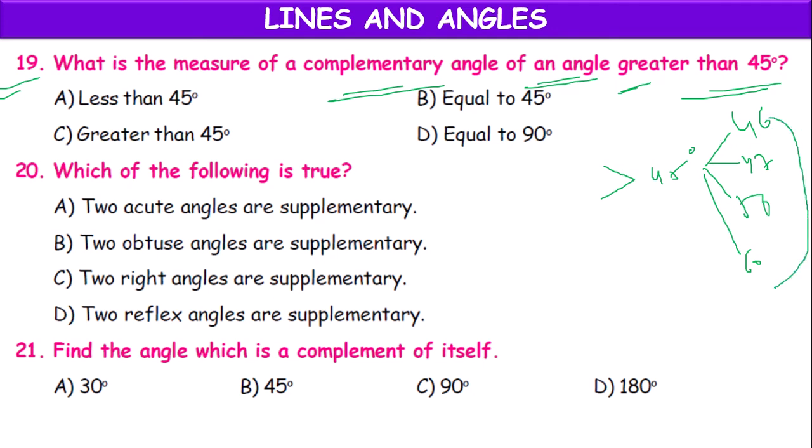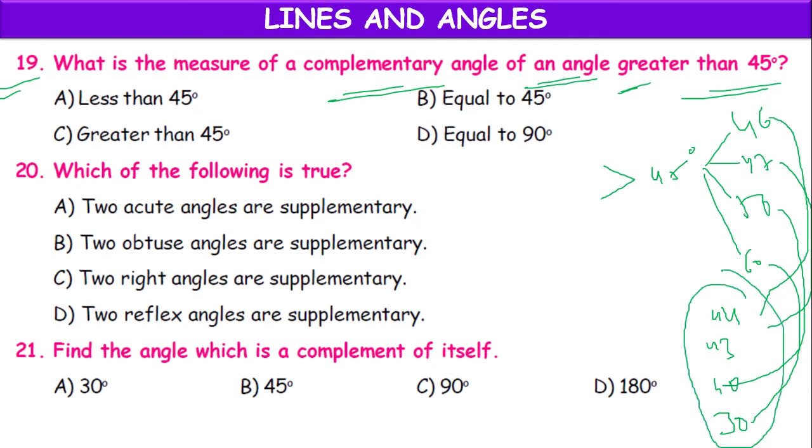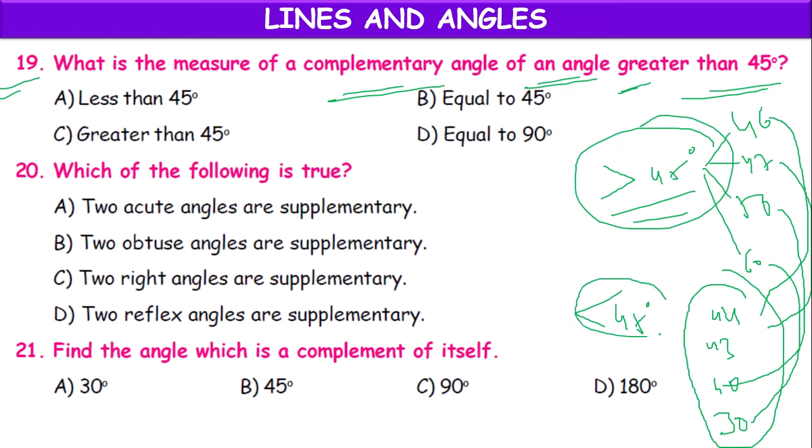If the angle is 46, the complement will be 44. If the angle is 47, the complement will be 43. If the angle is 50, the complement is 40. If the angle is 60, the complement is 30. Now here, what is the nature of these complementary angles? All the values are less than 45 degrees. So if one of the complementary angles is greater than 45 degrees, then the other complementary angle will be less than 45 degrees. So option A is correct.